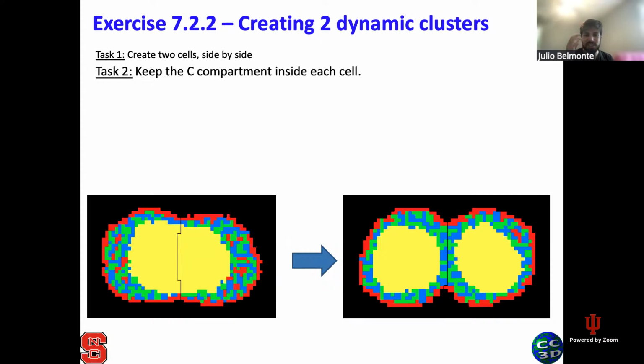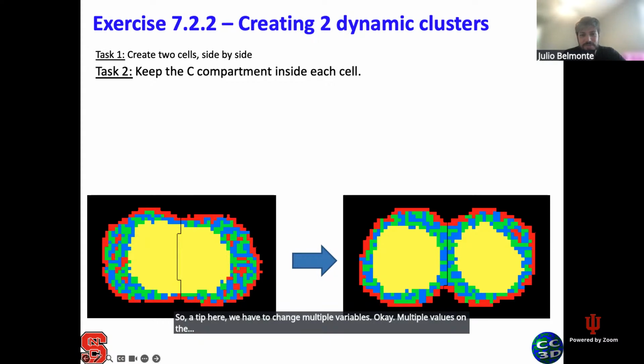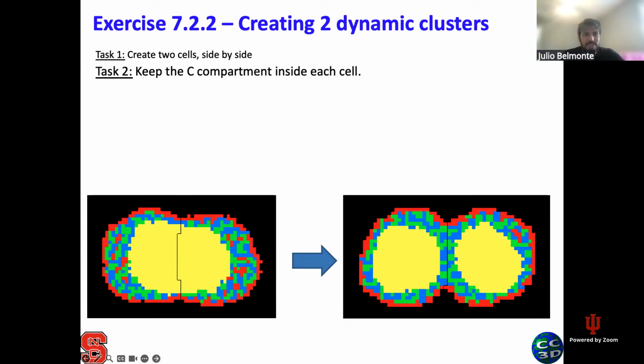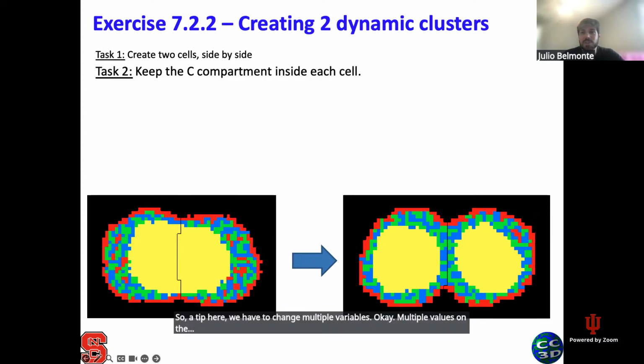So now let's change your code to get this output instead of this. What do you have to do? So now is your task. A tip here: you have to change multiple variables, okay? Multiple values in the external contact plugin.